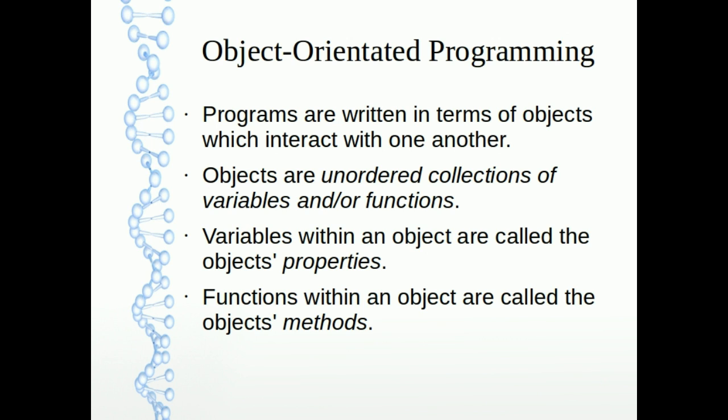Object-oriented programming is when programs are written as a collection of objects which interact with one another. Objects are unordered collections of variables and/or functions. Variables within an object are called an object's properties, whilst functions within an object are called an object's methods. This means that properties are things an object has, for example name, age, height and weight, whilst methods are things an object can do, for example walk, run, swim, fly, and so on.